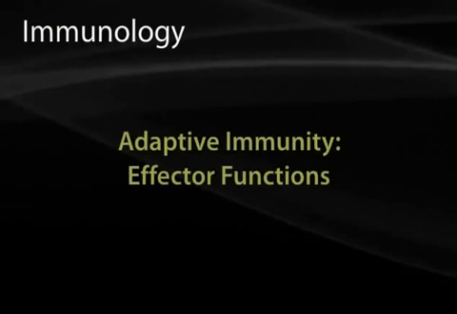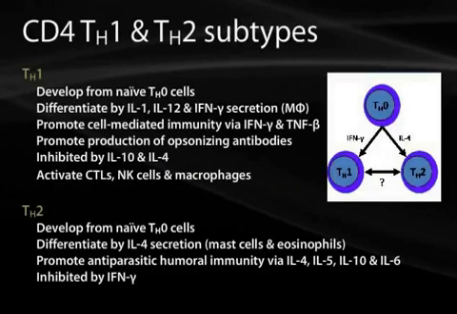In this section, we're going to cover effector functions of adaptive immunity. Remember that we said that the effector function of T helper cells is to make cytokines. We've also mentioned in other sections of the lecture that there are different types of T helper cells. For the boards, the ones that you need to know are T helper 1 and T helper 2 cells. And here's the process by which they're made.